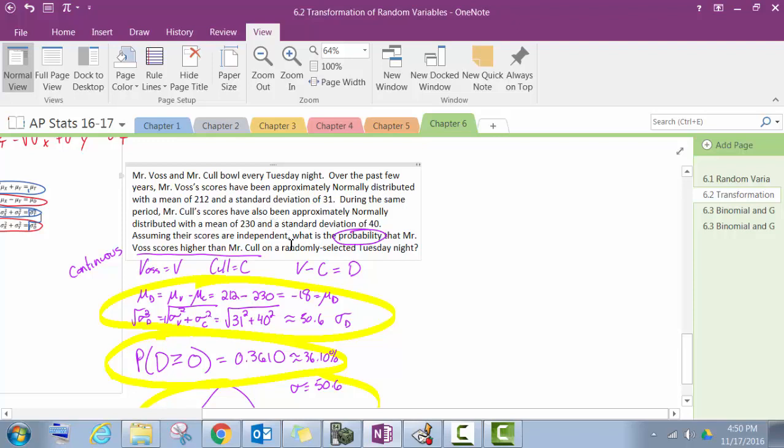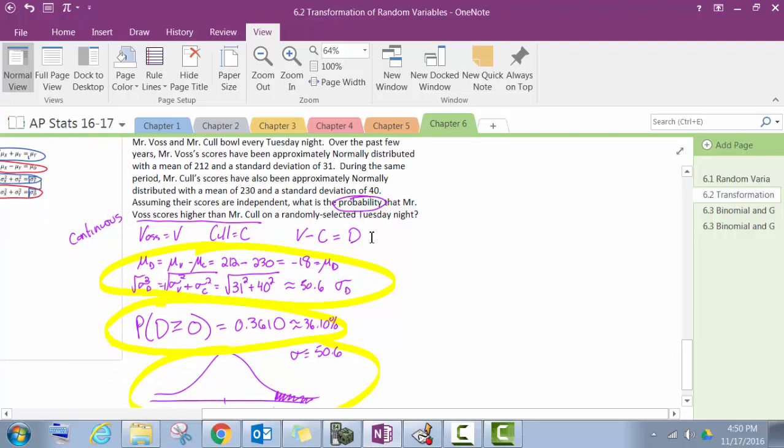What is the probability that Mr. Voss scores higher than Mr. Cull? Since we want to compare them, we're subtracting. We're going to do V minus C. We could have done C minus V, doesn't matter, but we did V minus C. So, to find probability, we need a mean and we need a standard deviation. And it is normal.